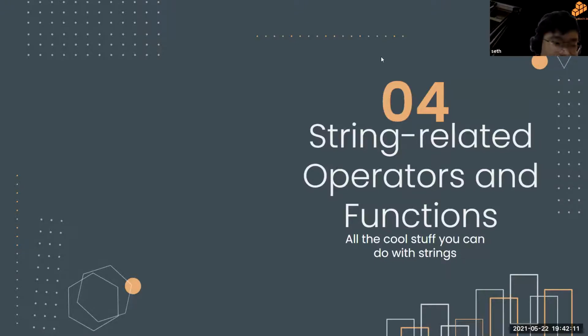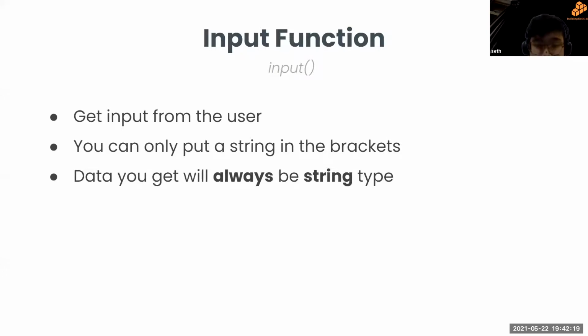So basically we're going to continue with string related operators and functions. There are a couple of things you can do with strings in Python. The first one is the input function. With the input function, you're asking the user for input, let's say you want the user to put in a value for you to use later. You can only put a string in the brackets. Usually you ask a question, or maybe ask for a number, which I will demonstrate later. The data you get will always be a string type. So if you want an integer data type, for example, you'd have to convert that.